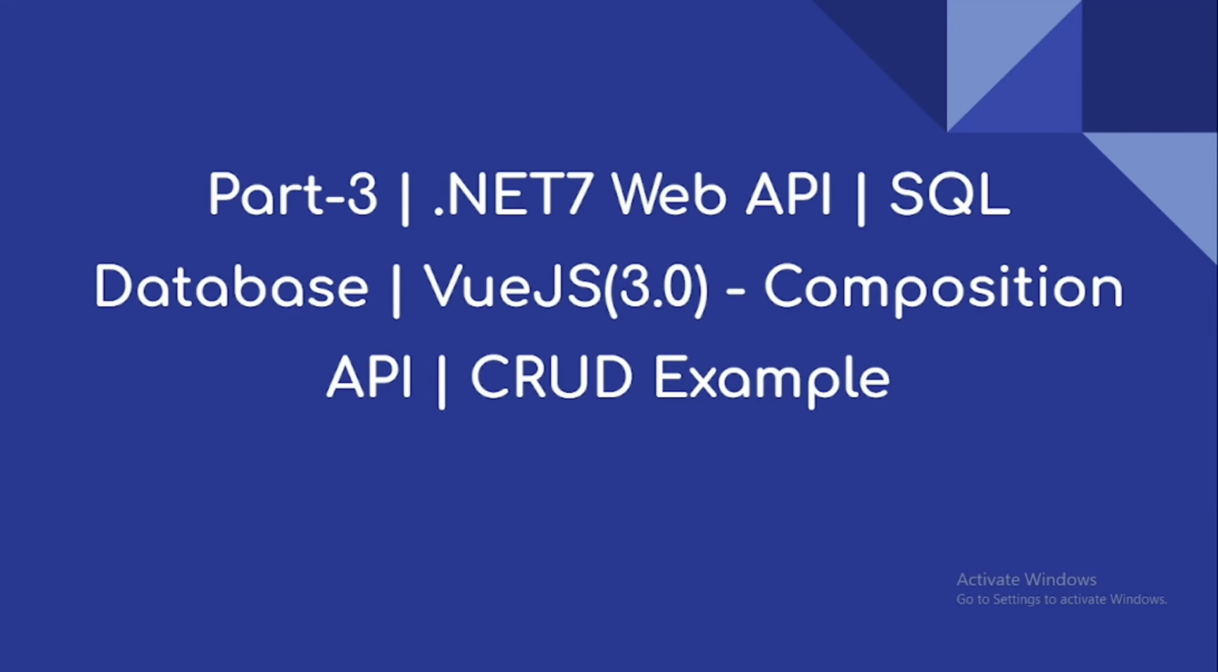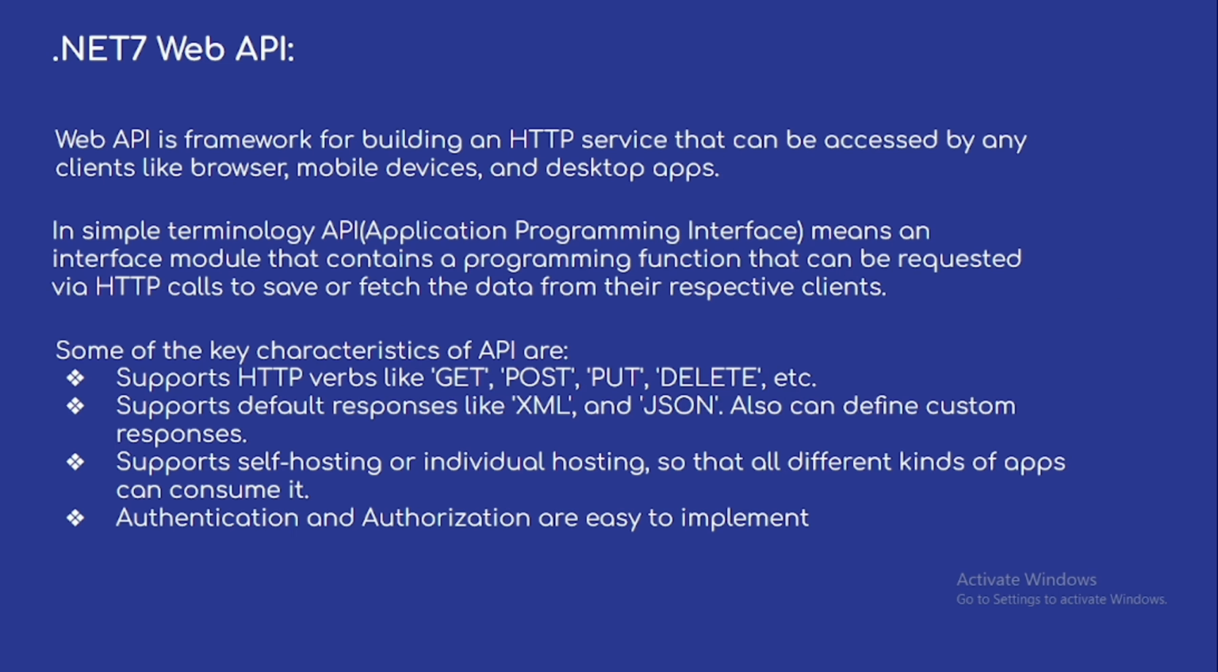So this is part 3 video on .NET 7 API and Vue 3 CRUD sample application. Okay, let's understand what is Web API. Web API is a framework for building HTTP services that can be accessed by any client, like a browser application or a mobile device application or a desktop app.